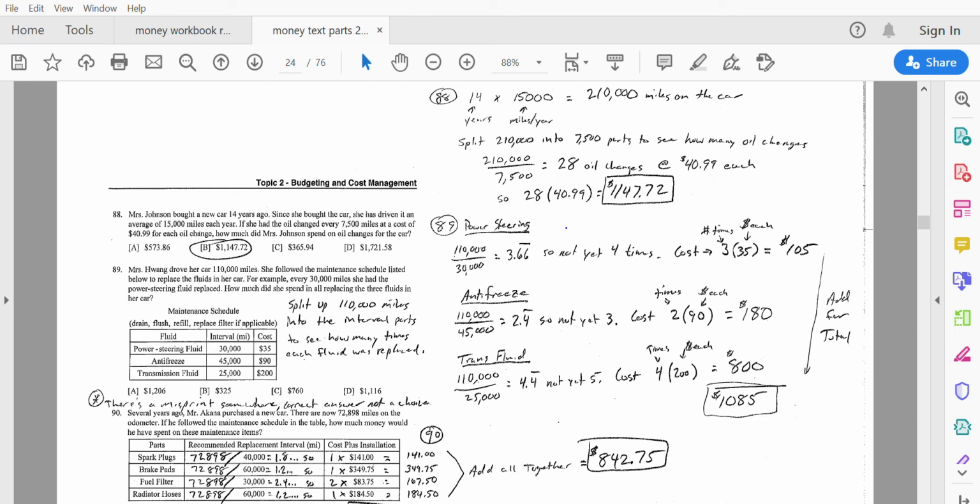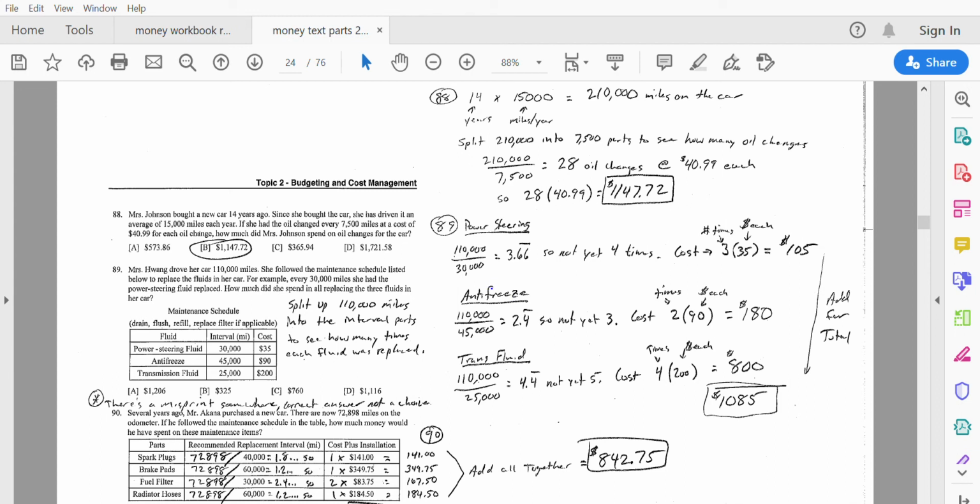A lot of times you round up to the number. This time we go back because she's only done it 3 times. Okay, 3 times at $35 each, so she spent $105 on changing the power steering fluid. Now we would repeat that process with the antifreeze.